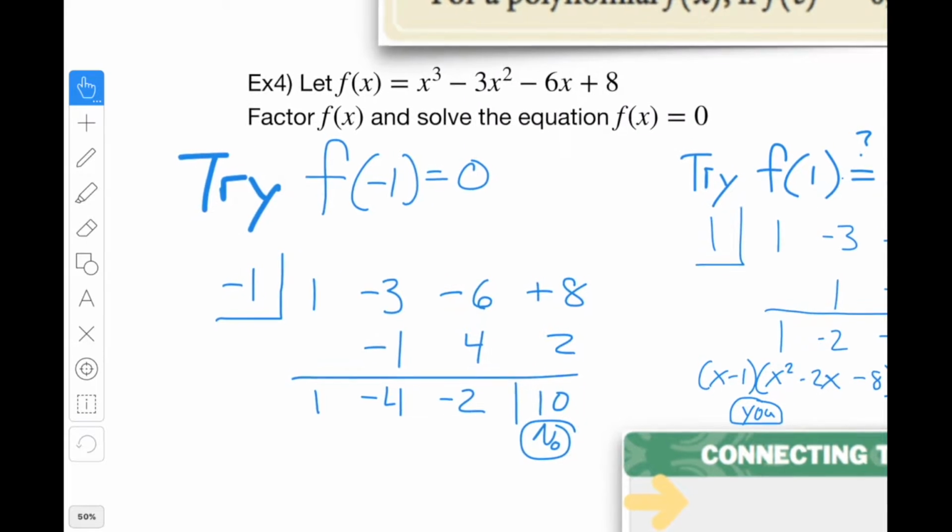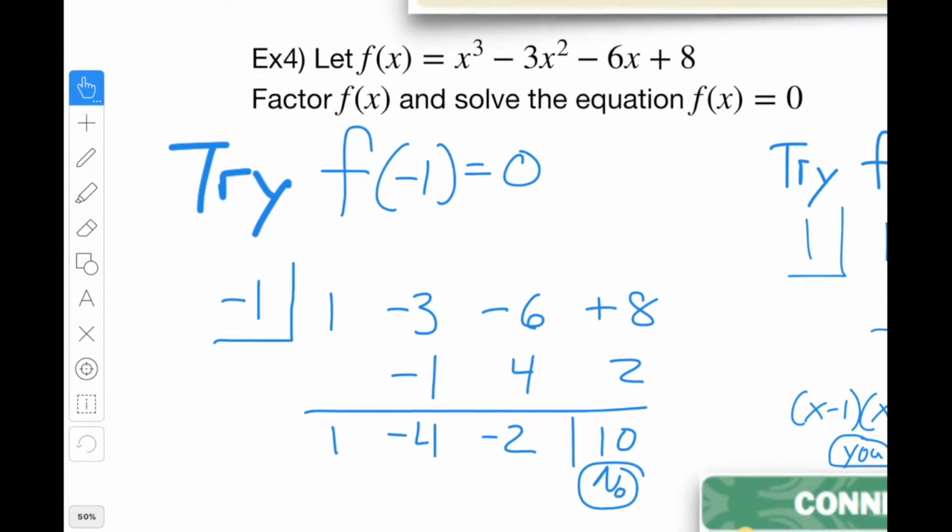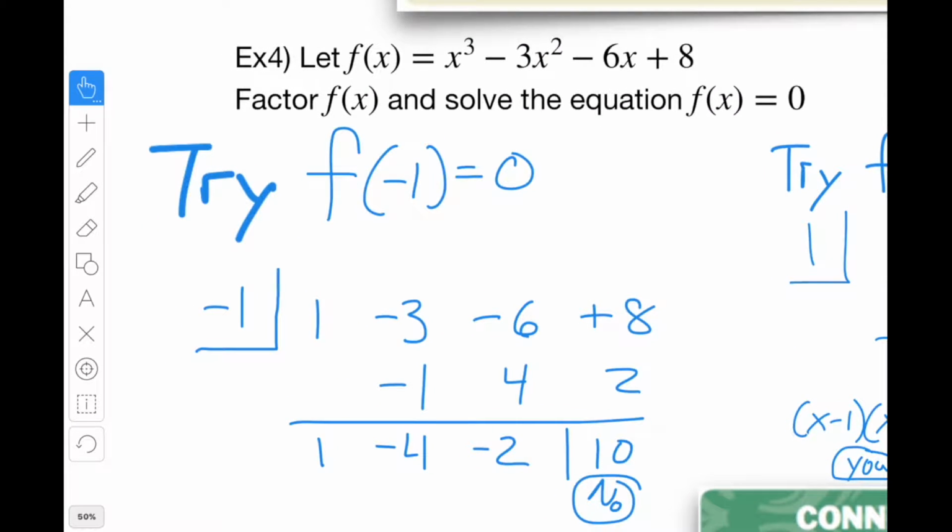Let's try f of negative 1. Maybe negative 1 is the 0, so we put it into synthetic division. You can see we've got the 1, negative 3, negative 6, and 8 here. And then we're going to bring it down, multiply, add, multiply, add, multiply, add. Nope. Since we get a remainder of 10, then we know that negative 1 is not a 0.